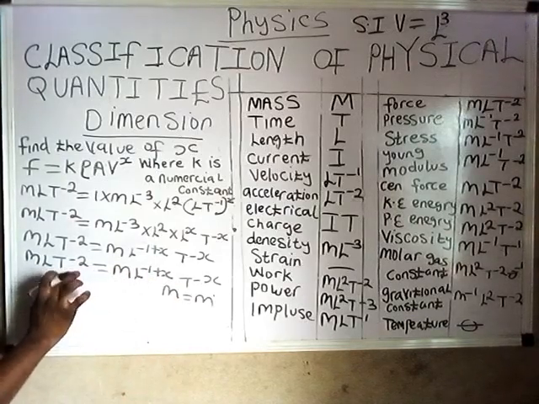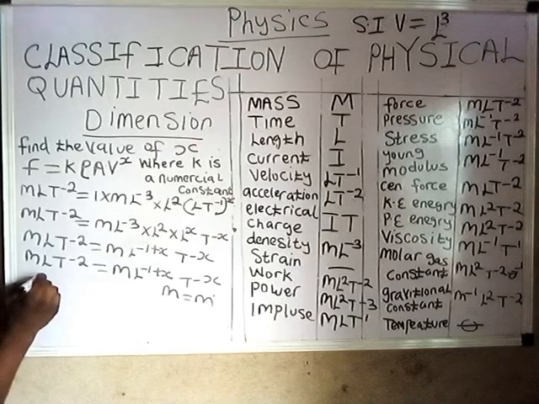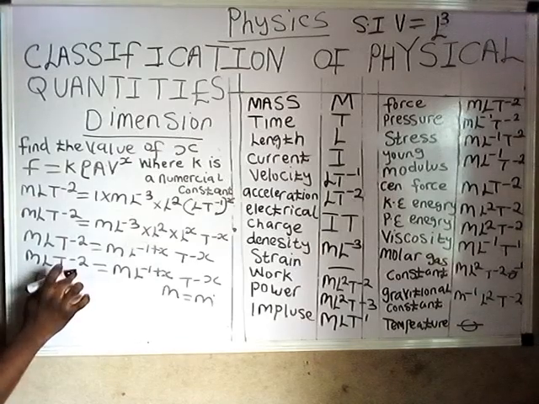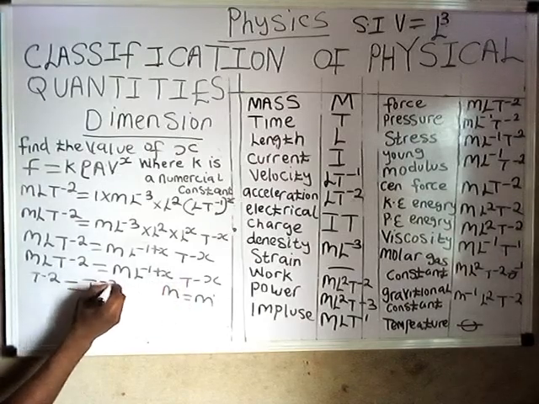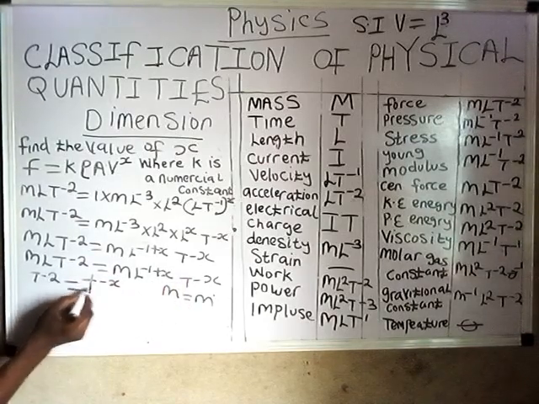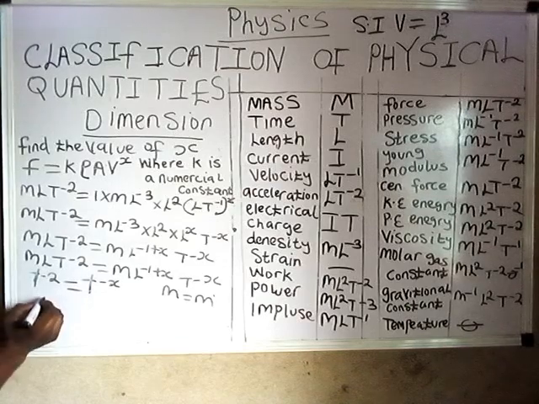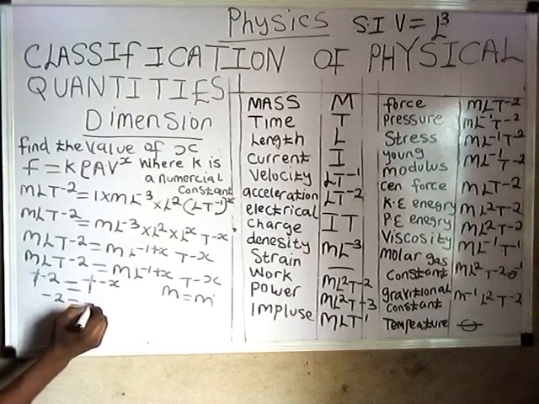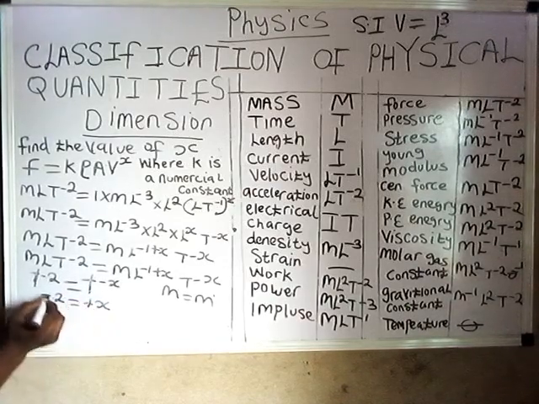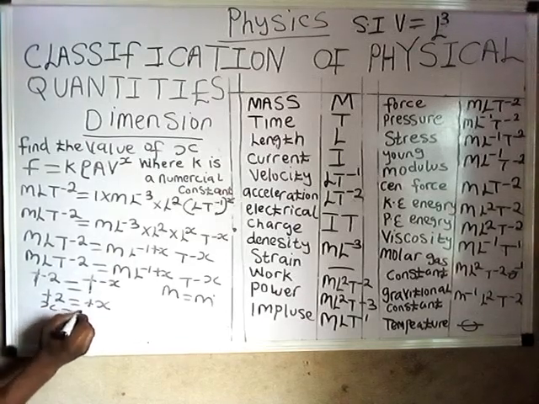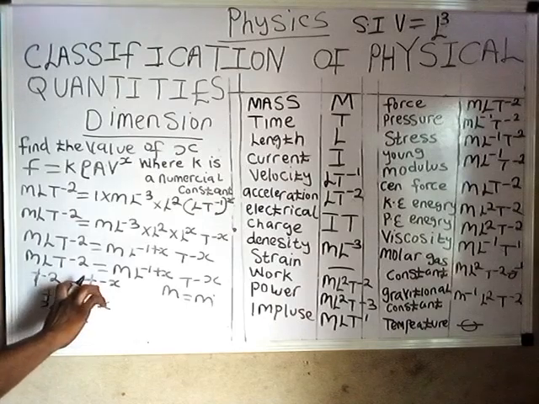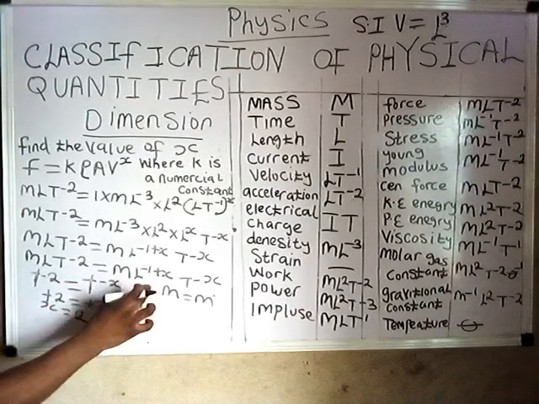So let's solve for the value of x using T first. T to the power of minus 2 equals the T here, T to the power of minus x. They both have the same base, so we cancel out. We then have minus 2 equals minus x. Minus cancels minus. So we can say that in this case x equals 2 using the time. So let's solve it through the length.